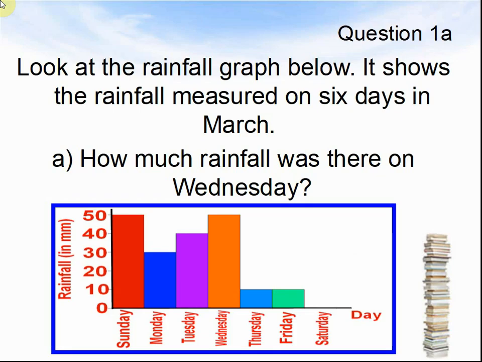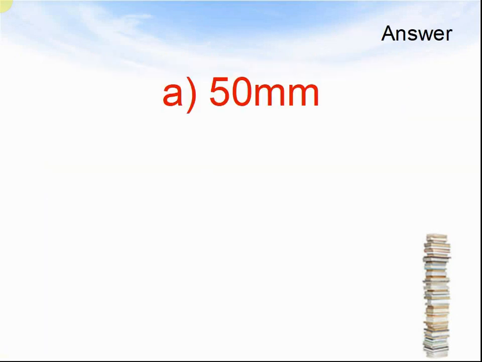Question 1. Look at the rainfall graph below. It shows the rainfall measured on 6 days in March. How much rainfall was there on Wednesday? Pause the video until you are ready to see the answer. Here comes the answer. The answer is 50 millimeters.